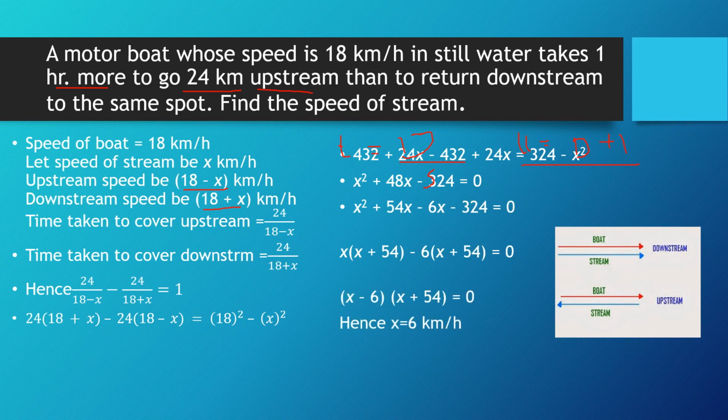You're getting x as 6 or x as minus 54. Again, speed cannot be negative, so x has to be 6 km per hour. So the speed of the stream is 6 km per hour. And you can see here 432 gets cancelled. The calculation part you will do on your own. This is the main part. Once you get this equation, the rest is up to you how you solve it, so that you don't make calculation mistakes.